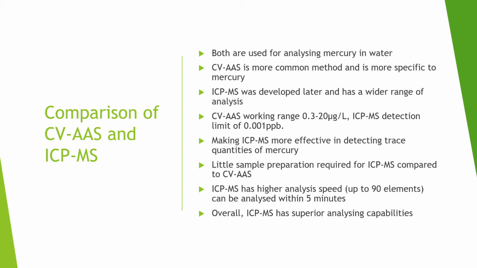The CVAAS is a more common method used as it is far more specific to mercury. The ICP-MS was developed later than the CVAAS and covers a wider range of analysis. The working range of the early CVAAS instrument was between 0.2 and 20 micrograms per liter, while for the ICP-MS, it has a detection limit of 0.001 parts per billion, making it more effective in detecting trace quantities of mercury than CVAAS.